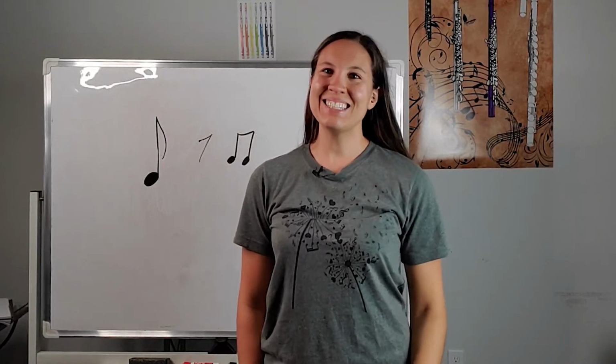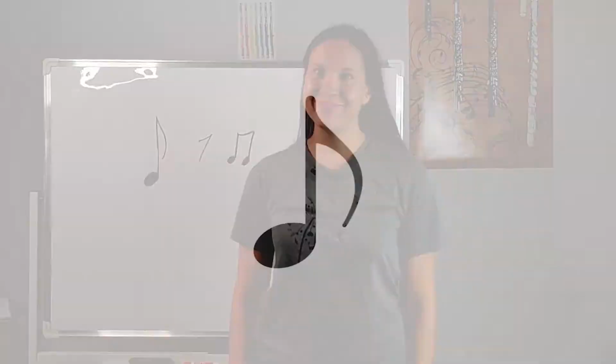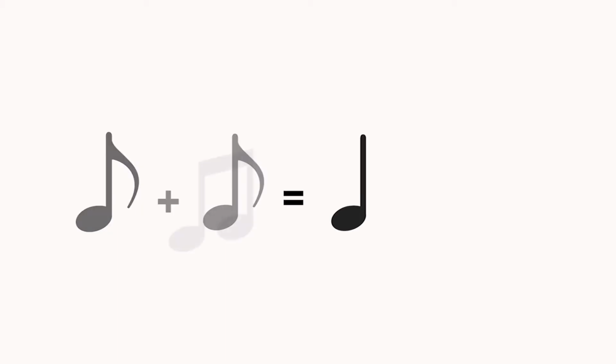Okay, let's look at some new note values, shall we? This is an eighth note. It is half the value of a quarter note. When there are 2 eighth notes back to back, they look like this. They are tied together with a bar. When counting the eighth note, it is 1 and. To say it, it's ta-ta.